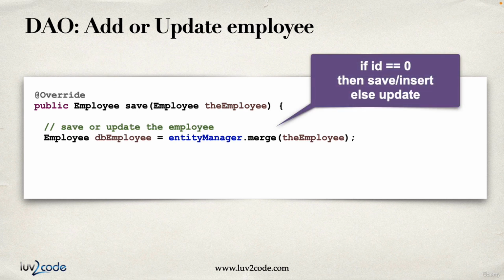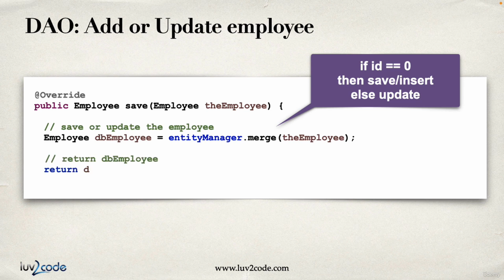Now, the way this merge method works here is that it'll perform a save or update depending on the actual ID of the entity. If the ID of the entity is equal to 0, then it'll actually save or insert that given entity into the database. So that's like a new entry there. Else, if the ID is not equal to 0, it'll simply perform an update. So effectively here, if ID is 0, it's going to be an insert, else it'll be an update. And this method will return the updated employee.